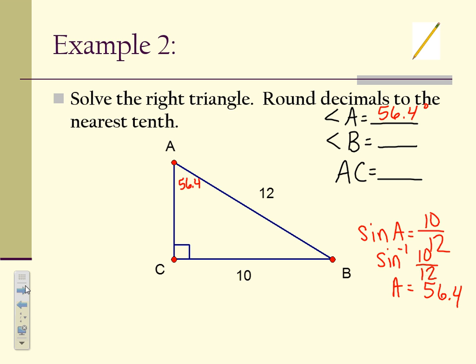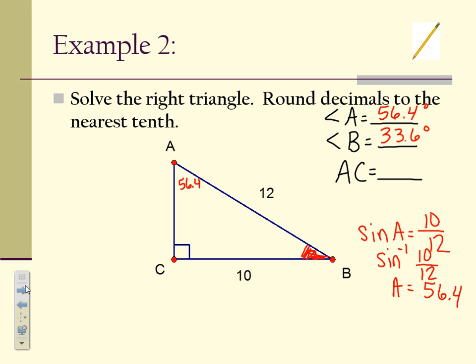Now we could do the same thing to find angle B right here, set up some kind of sine, cosine, or tangent, but I would ask you, if I know two angles in a triangle, do I really have to do that to find the third? No, I can just figure out what that is because I know there are 180 degrees in a triangle. So I'll subtract 90 and 56.4 from 180, and it tells me that there are 33.6 degrees left. Because there are 180 degrees in every triangle, I don't have to set up another ratio to find that.